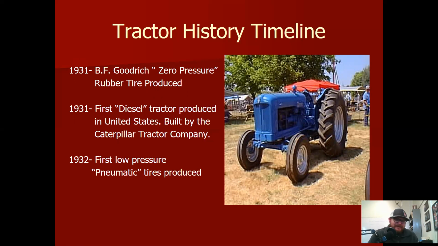And then I skipped over 1931, where the first diesel tractor was produced in the United States by the Caterpillar company. So Caterpillar, another big name, still around today, one of the bigger manufacturers, especially on the industrial side. Caterpillar definitely has a market cornered on the industrial side of things. John Deere is a little bit more prevalent on the agriculture side of things, although John Deere does do industrial tractors as well.